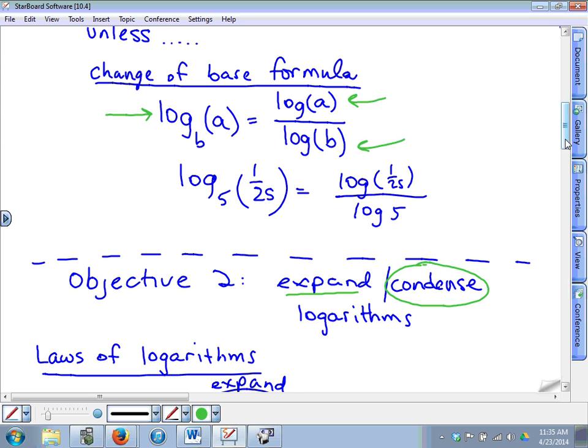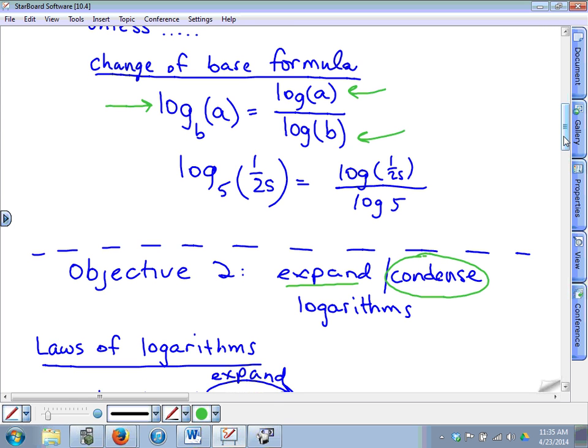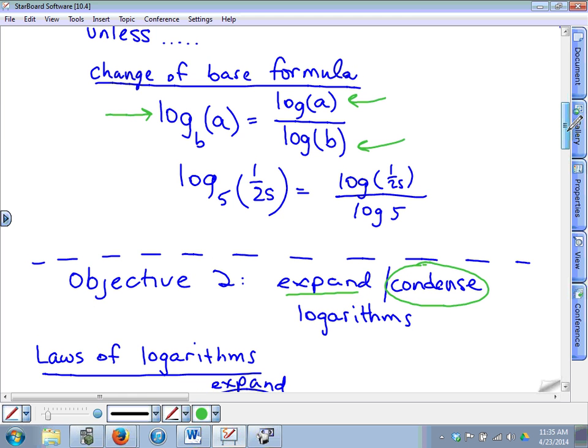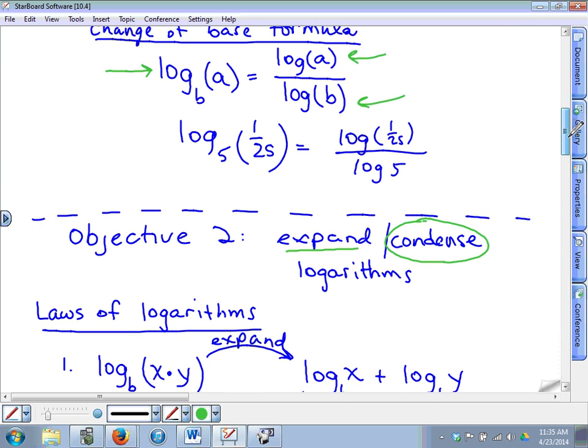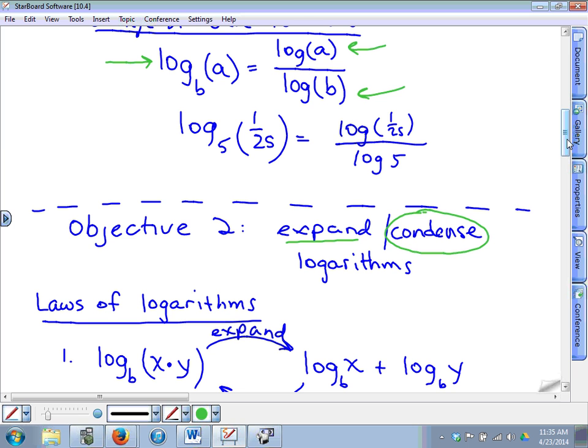But anyway, here's rule number 1. Laws of logarithms. Thou shalt have no other logarithm before me. It's called the product rule. The product rule says if you take a logarithm, now what does product mean in mathematics? Multiplication, exactly. So notice I'm taking one logarithm of a product x times y. If you expand that, you get two separate logarithms separated by a plus sign.